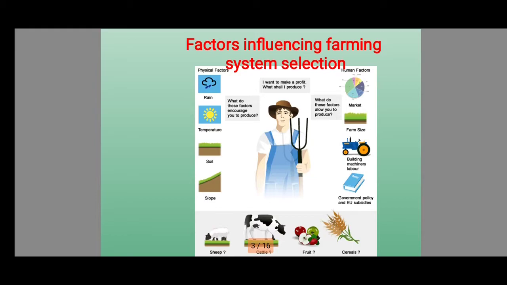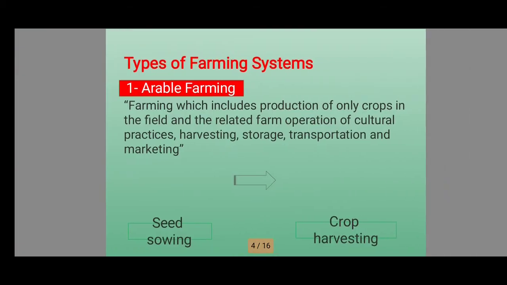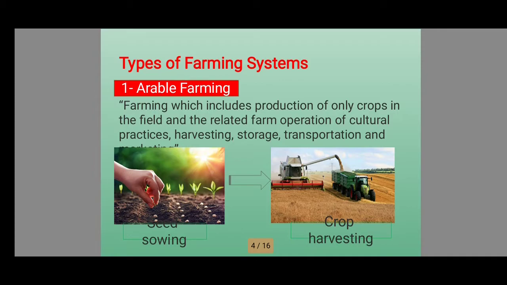There are human factors, that is, what I can do, market availability, farm size, buildings, machinery, and labor, and government policies also, and subsidies. Especially subsidies of the government also affect the farming system. Next is the types of farming systems.